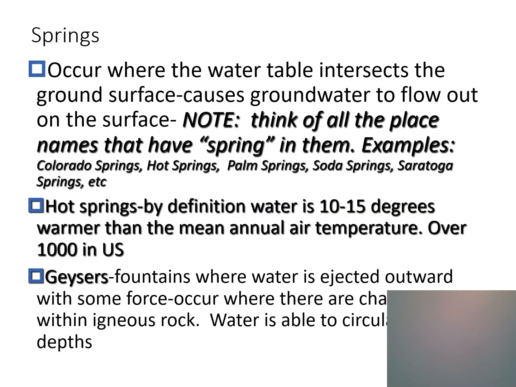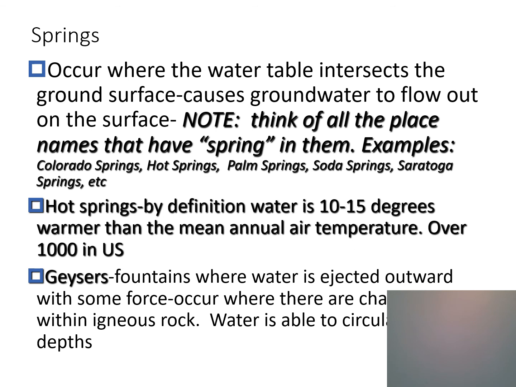Okay, so springs. Springs happen where the water table intersects the ground surface, causing groundwater to flow out on the surface. Springs, as I said before, I think are these kind of magical areas because you've got free water coming out of the ground. Every place that has spring in the place name, it's because there was a spring there, maybe still is, but there was at one time. Think of Colorado Springs, Hot Springs, Palm Springs, Soda Springs, Saratoga Springs. And sometimes there are hot springs, sometimes there are warm springs.